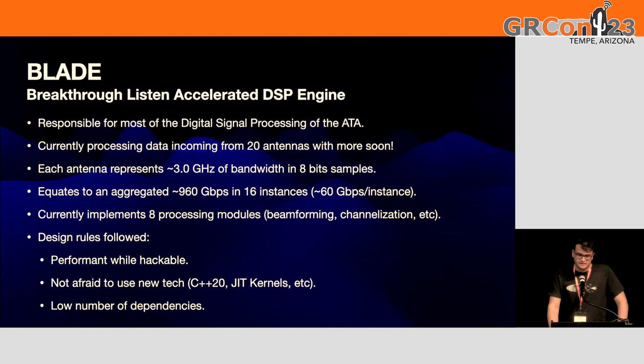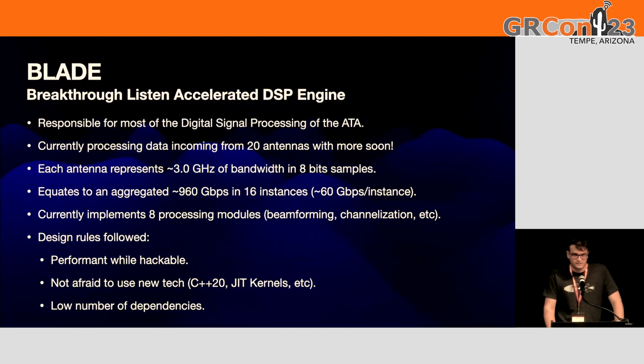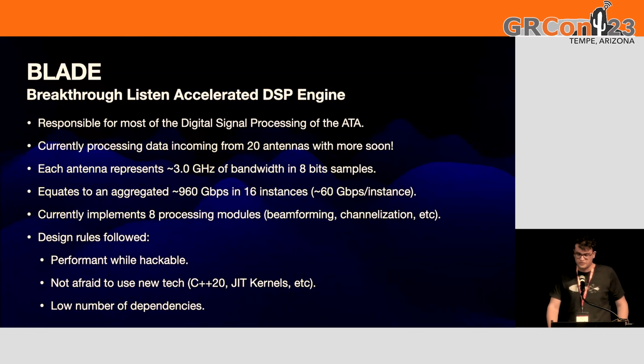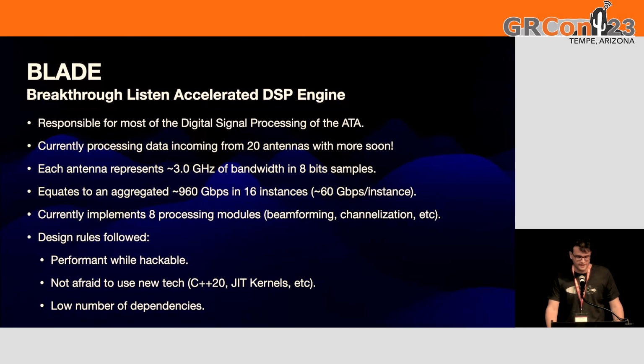Divided by 16 instances, we have 60 gigabits per second per instance to be processed. And that needs to be done in real time. So we don't store the data to be processed after the fact from raw data. We need to do this in real time, otherwise the data pool would be fairly large after a while. Currently 8 processing modules are implemented, ranging from beamformer to channelization, that is basically a very large FFT, that I will talk more about later.